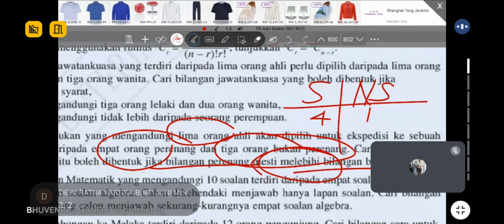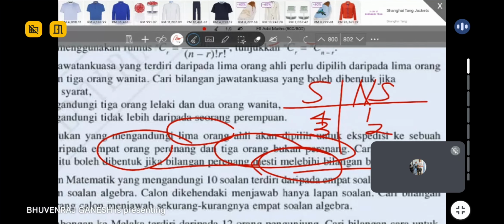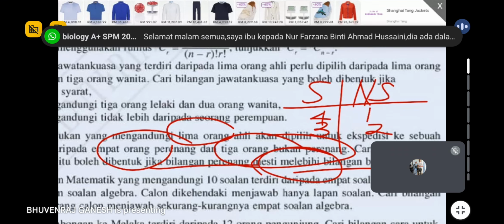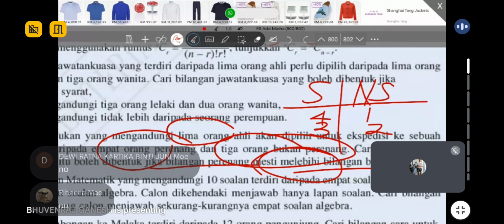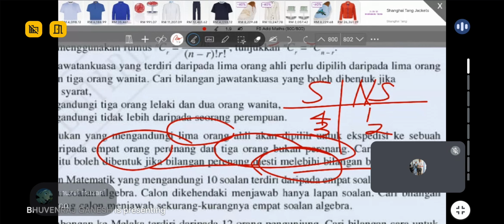Yes, very good. 3-2. Okay, guys, can I say 2-3? Yes or no? 2 swimmer, 3 non-swimmer. Very good. Okay, because they say that swimmer must be more than non-swimmer. Now I ask you another question. Can swimmer be 5? Non-swimmer 0? Yes or no? 5-0. Boleh tak? 5 perenang, 0 bukan perenang. Yang ni boleh tak untuk soalan ni?